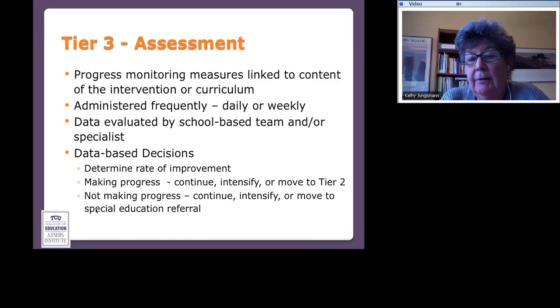Are they making progress? And if so, should that intervention continue at Tier 3? Should it be intensified? Or are students ready to just move to a Tier 2 level of support? If students are not making progress, should they continue? Should the intervention be intensified? Or if the students aren't already in special education, should they be moved to referral for special education services?